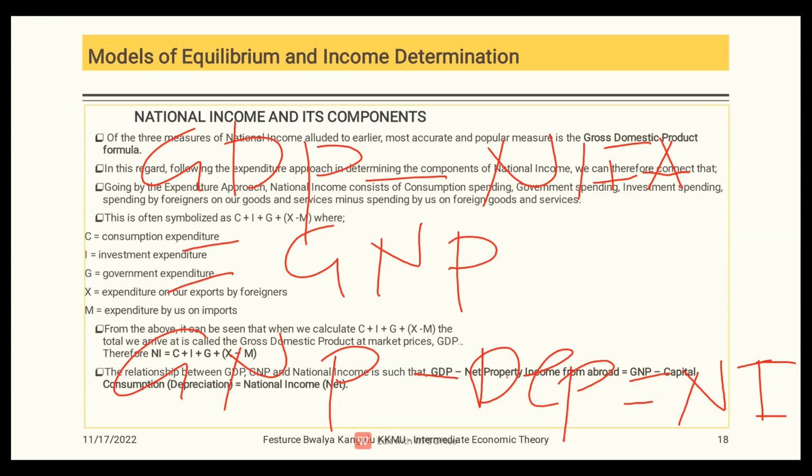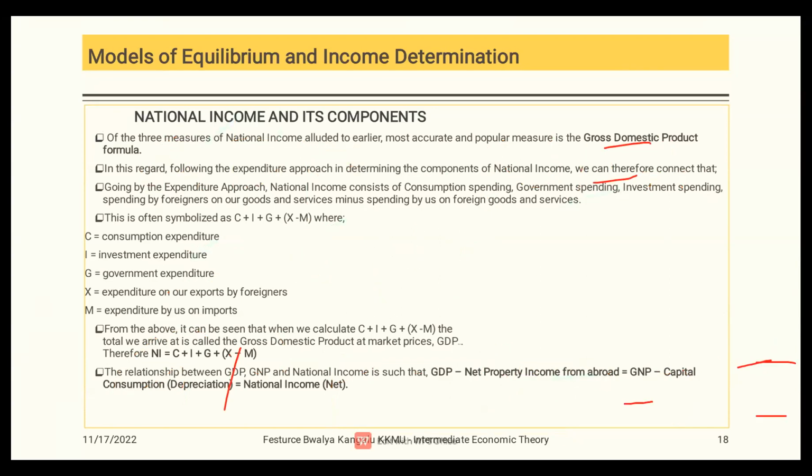So if you want to get the national income, you just say GNP minus depreciation of capital, or capital consumption. Is that clear? Yes, please. If that is clear, then I think we can move on.